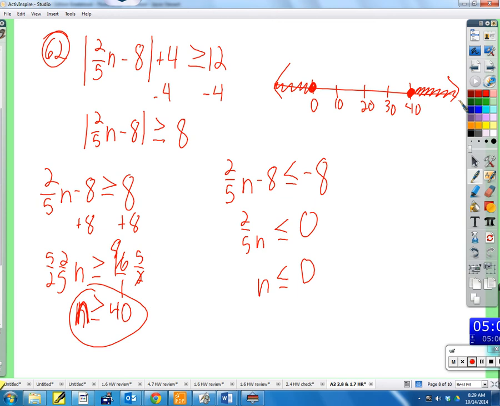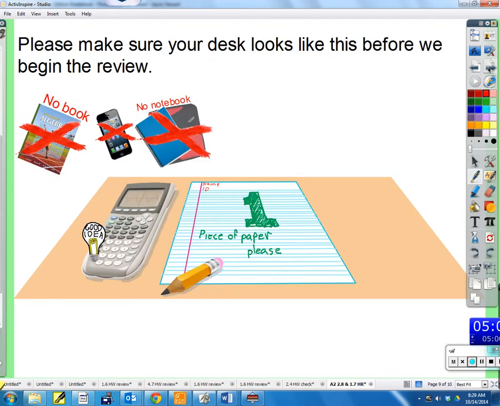If you have questions, ask. If not, then pass in your homework and pink slips. Make sure that you have one piece of paper, not a notebook full of paper. Calculator if you like. Pencil or pen, that's good.